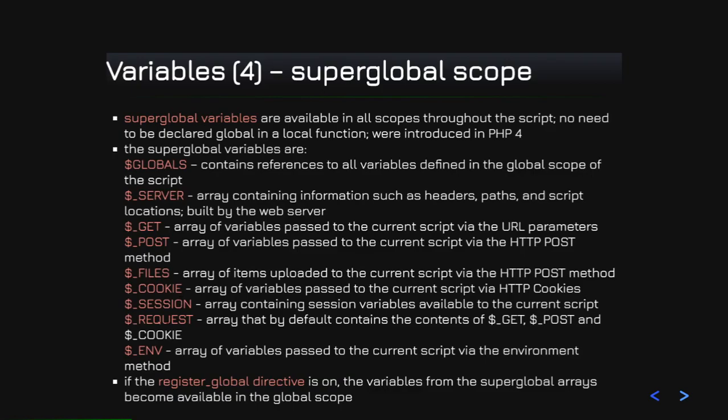There's also a superglobal array called _REQUEST, which contains the contents of _GET, _POST, and _COOKIE. And then there's _ENV, which is an array of variables passed to the current script via environment variables. And if the register_globals directive, which is a directive from the PHP configuration file, is on, then the variables from the superglobal arrays are available in the global scope without declaring them.